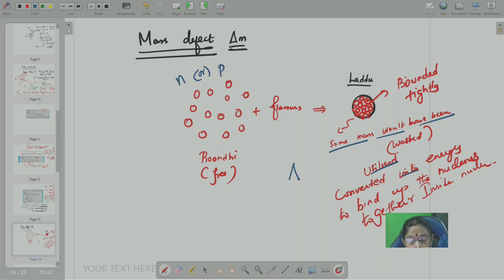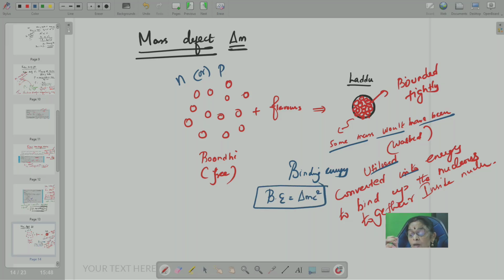So according to Einstein, that energy is nothing but binding energy. What energy? Binding energy. So that binding energy is nothing but some mass that has been converted, no? So how can you find out that mass? You take the difference between the original mass of the neutron and proton and the mass of the nucleus. Subtract both, you get the mass. So that is equal to delta m into c square.